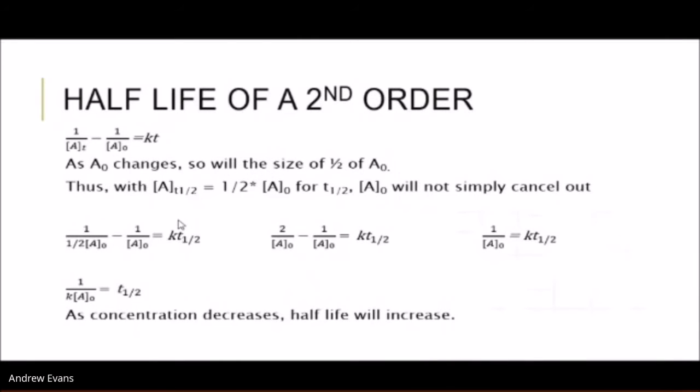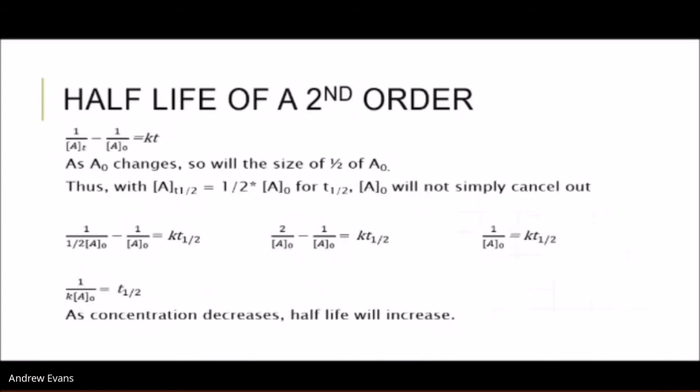And the half-life works very similarly. Once again, the A sub 0 does not cancel out, so we get an equation that looks like this. Long story short, 1 over k A sub 0 equals t 1/2. If you want to follow the math, it's there. But generally speaking, this is your half-life equation for a second order, meaning that as concentration decreases, half-life will increase. So this reaction will greatly slow down as the reaction proceeds.